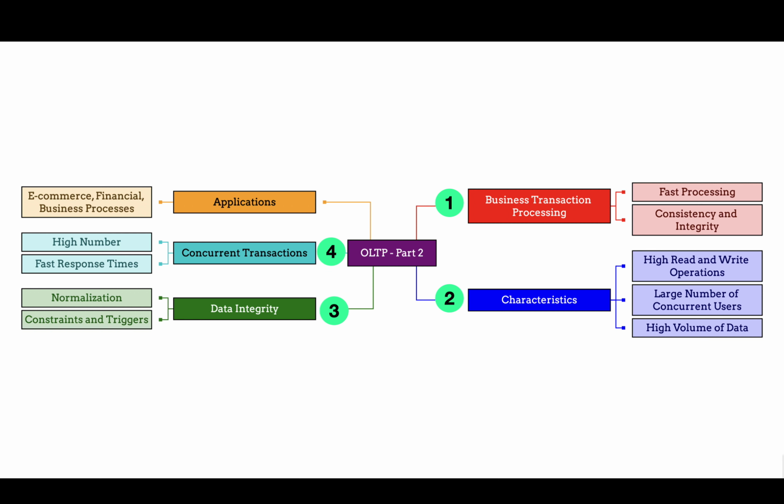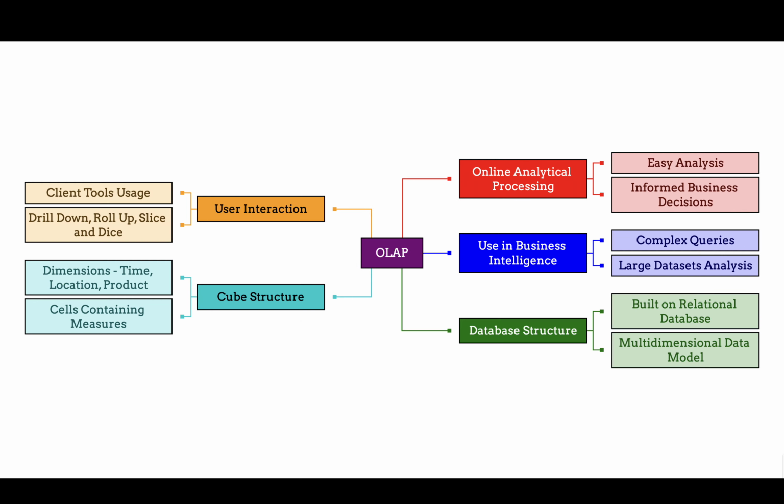4. Overall, OLTP is designed to handle a large number of concurrent transactions and to provide fast, consistent response times. 5. It is an essential component of many business systems, and it is used to support a wide variety of transactions and business processes. OLAP.